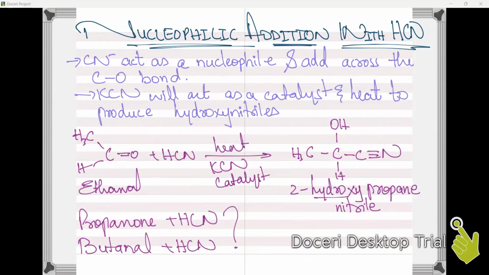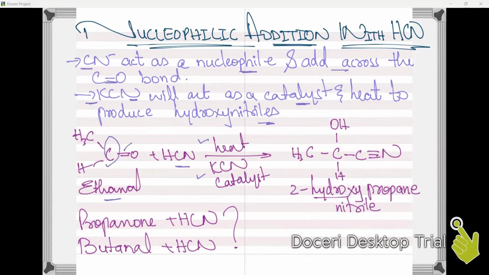Now, nucleophilic addition with HCN. Cyanide has a negative charge and it acts as a nucleophile and adds across the carbon oxygen double covalent bond. KCN, potassium cyanide, will act as a catalyst, with heat, to produce hydroxynitriles. I repeat, KCN will act as a catalyst, with heat, to produce hydroxynitrile. So let's suppose you have ethanal. This ethanal is going to react with HCN. If we heat and KCN acts as a catalyst, what I'm getting as a result is 2-hydroxypropanenitrile.